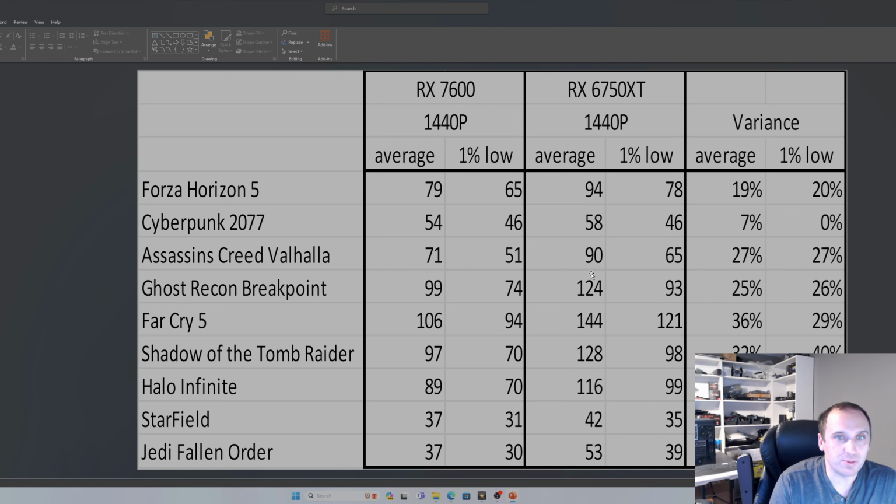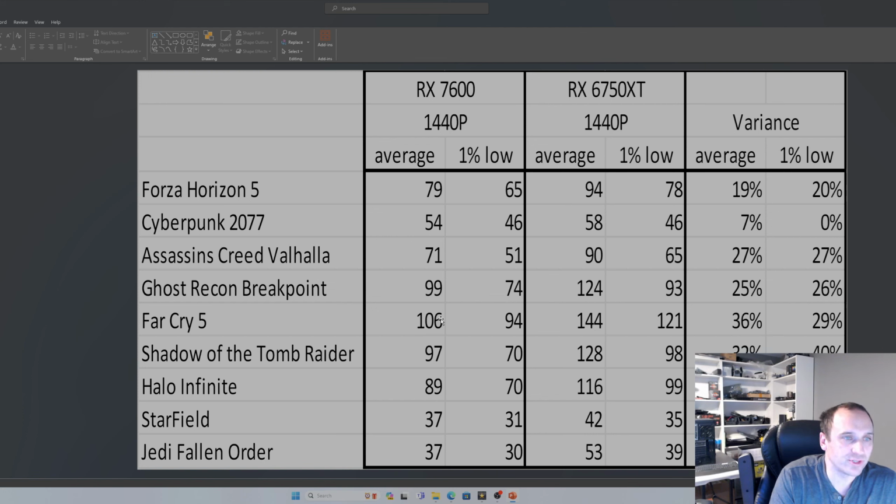At 1440p, we're seeing even more performance, with the 6750 XT doing a much better job over the 7600. We're seeing much higher upticks. Far Cry, 36%, 29%. Jedi Fallen Order, you could play at 53 average FPS, though it could probably get a little choppy at 37, but it's still considerably more. Starfield, still garbage. Forza Horizon 5, you're getting pretty good performance.